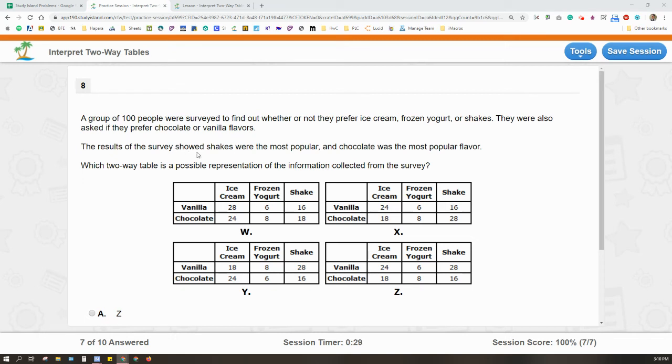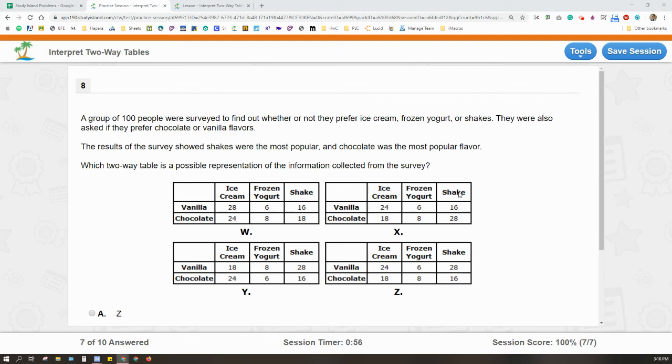All right, so we want a table that has, between the ice cream, frozen yogurt, and the shakes, shakes as the most popular, and chocolate as the most popular flavor. So let's look at these. Table W. Are shakes the most popular thing? The answer is no. We had more people choose ice cream than we had choose shakes. We had 28 and 24, so ice cream won there. That's not going to be our answer.